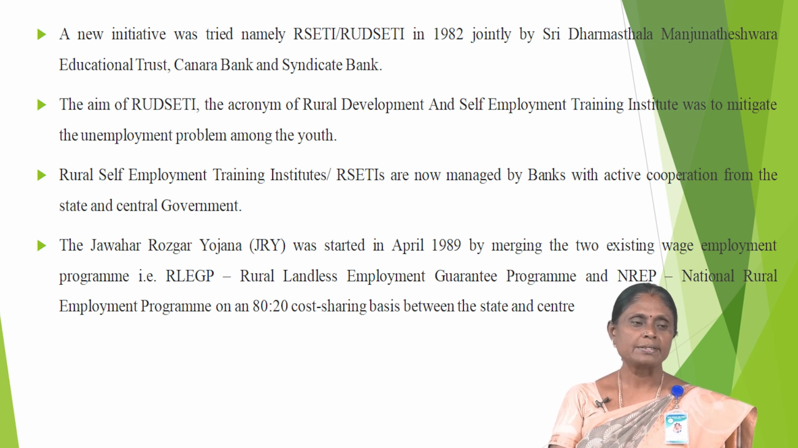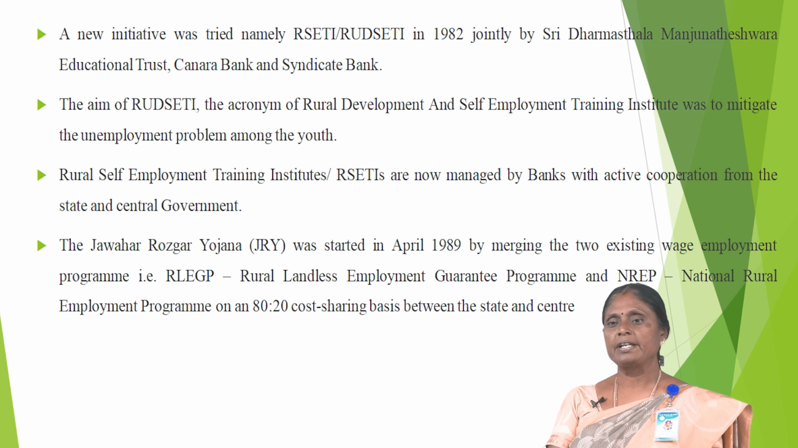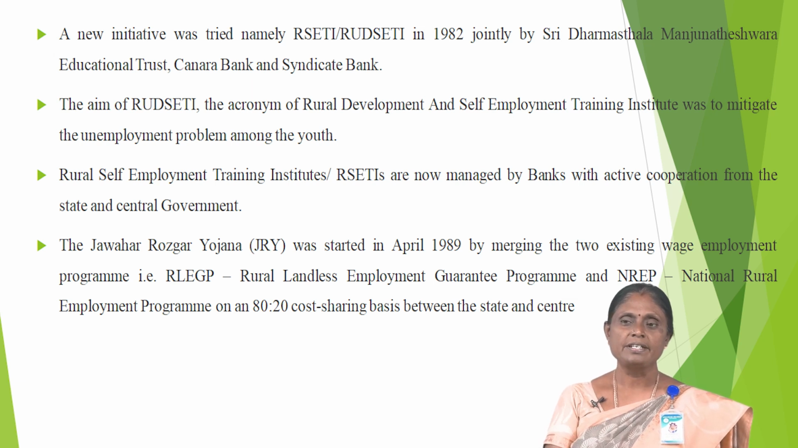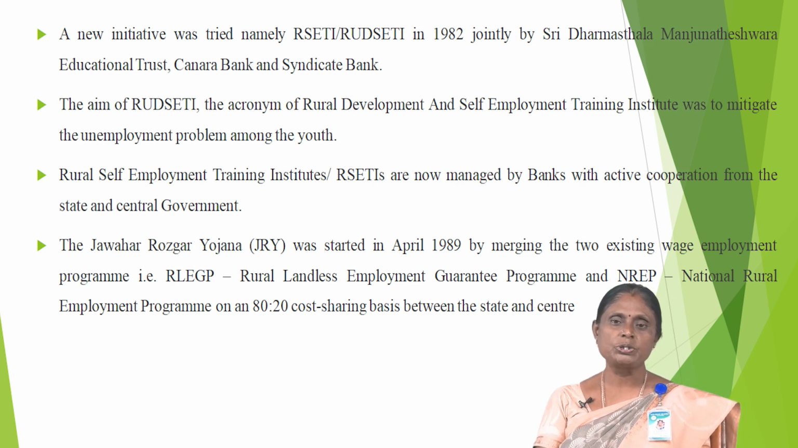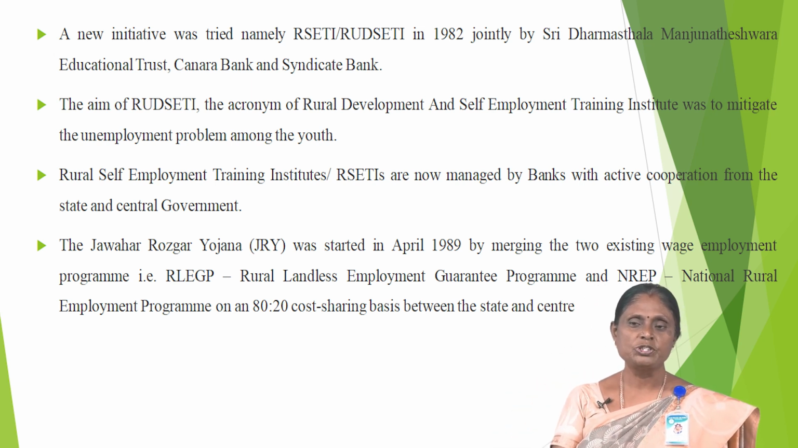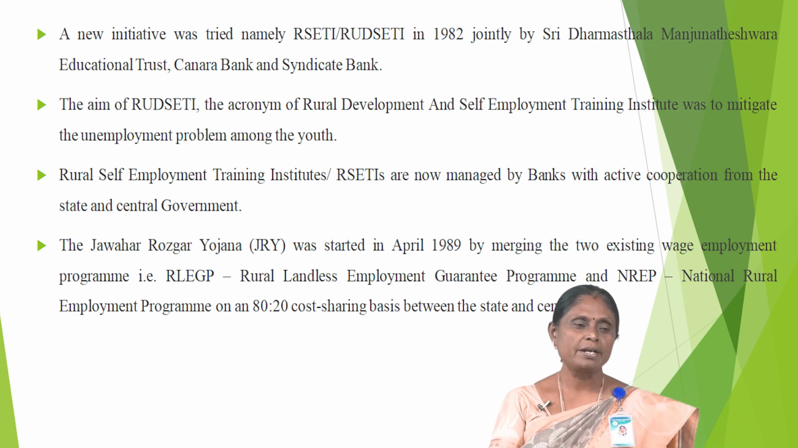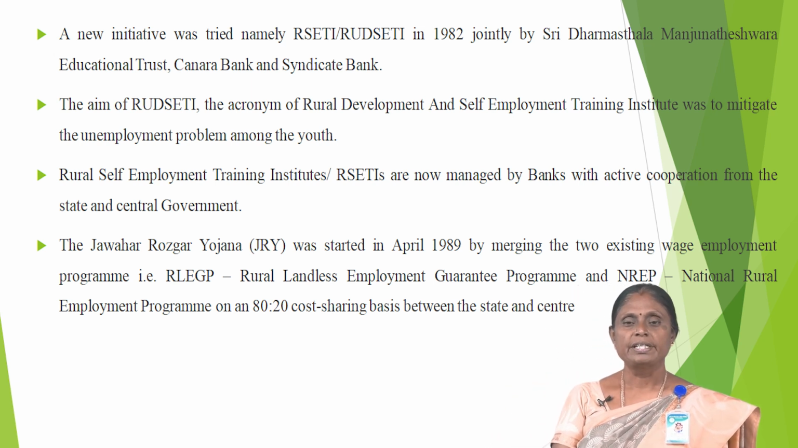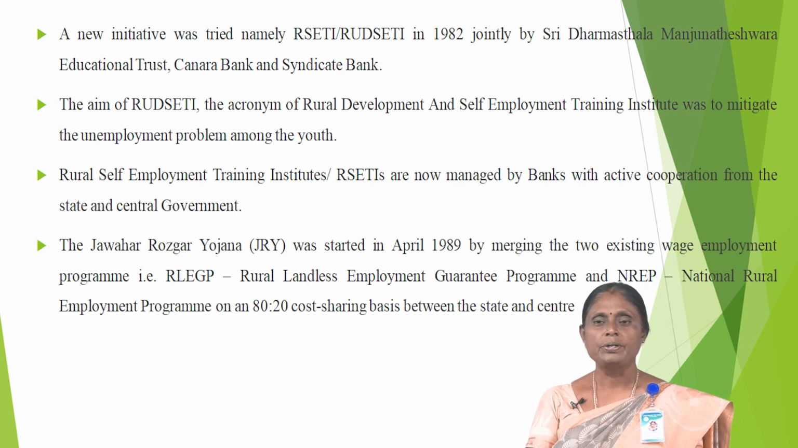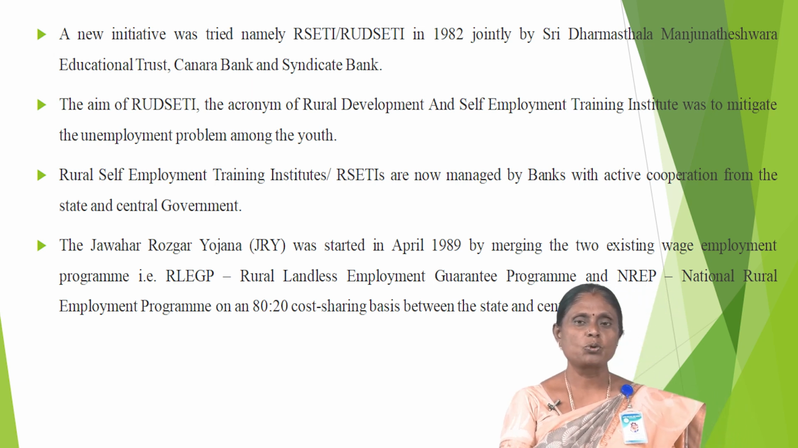Next, the JRY scheme, that is Jawahar Rozgar Yojana. It was started in April 1989 by merging the two existing wage employment programs, that is RLEGP, the Rural Landless Employment Guarantee Program, and the NREP, the National Rural Employment Program, on an 80-20% cost sharing basis between the state and the central government.